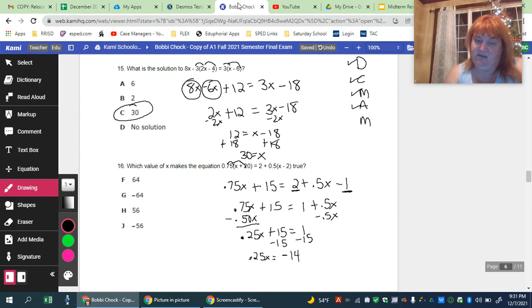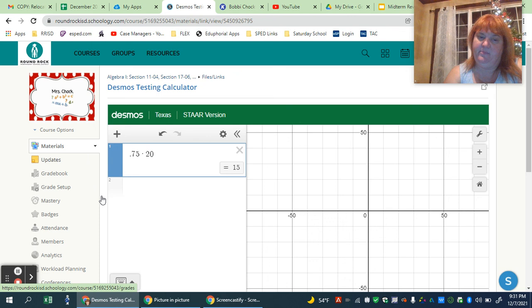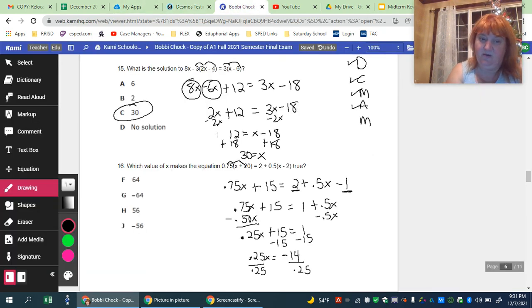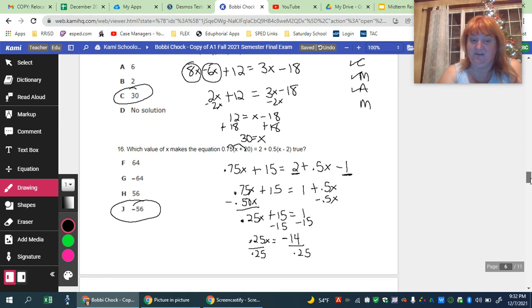I can already tell you this is not turning out right. Well, maybe, let's see. Okay, divided by 0.25. I was getting a little worried here, but maybe it will work. Negative 14 divided by 0.25, negative 56? Is that one of my choices? What? Negative 56. That was going the wrong direction in my opinion, but it worked out.